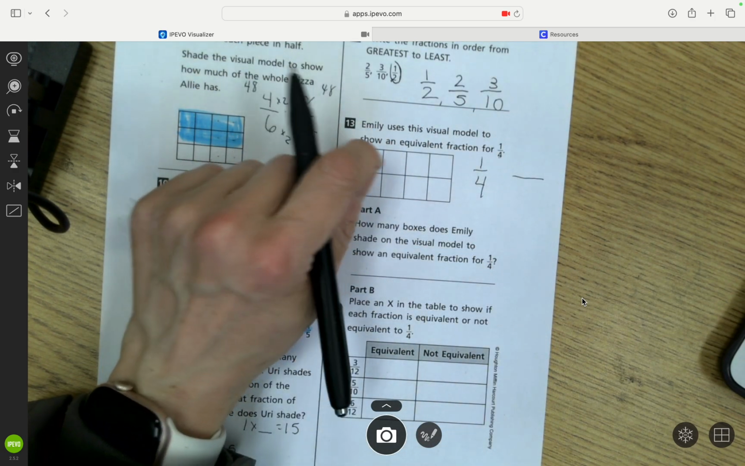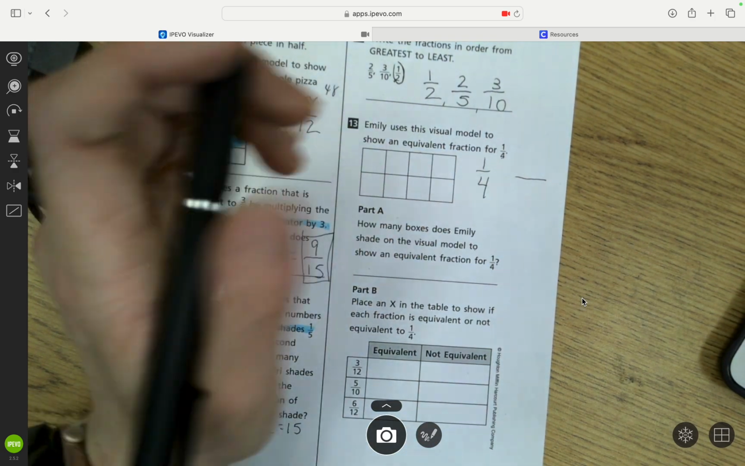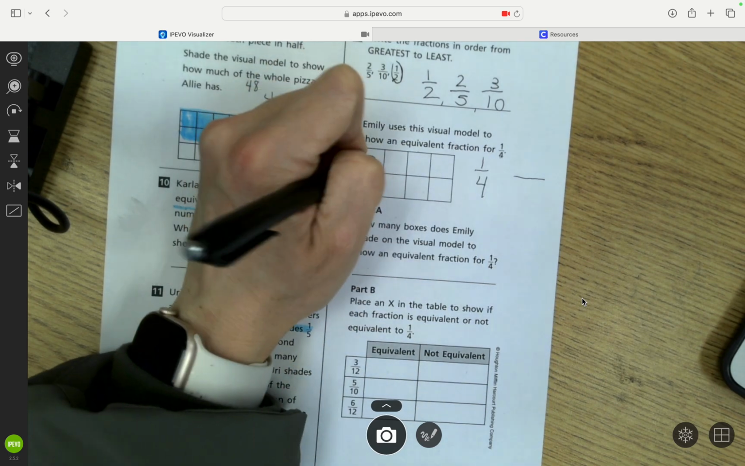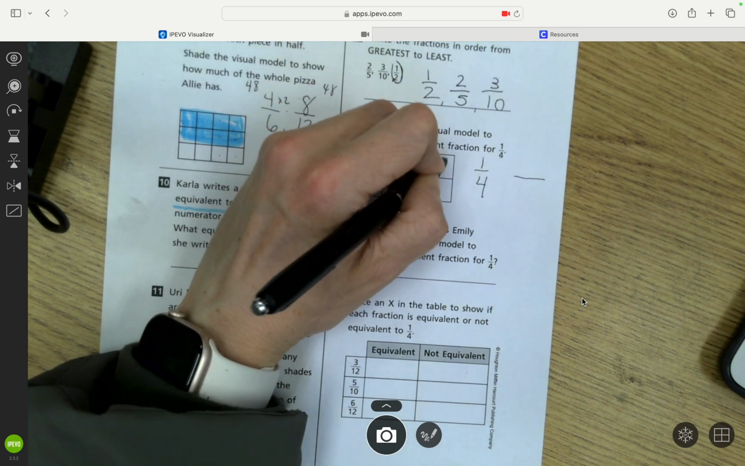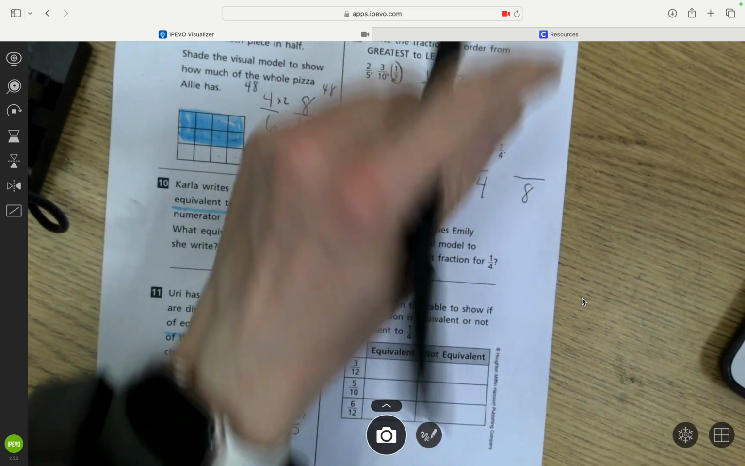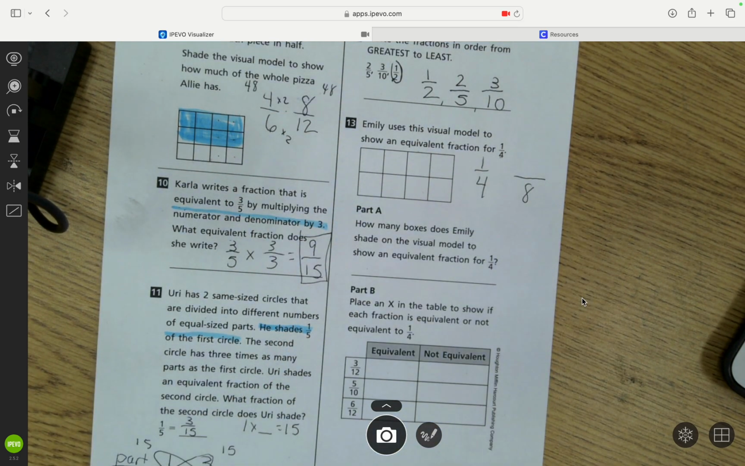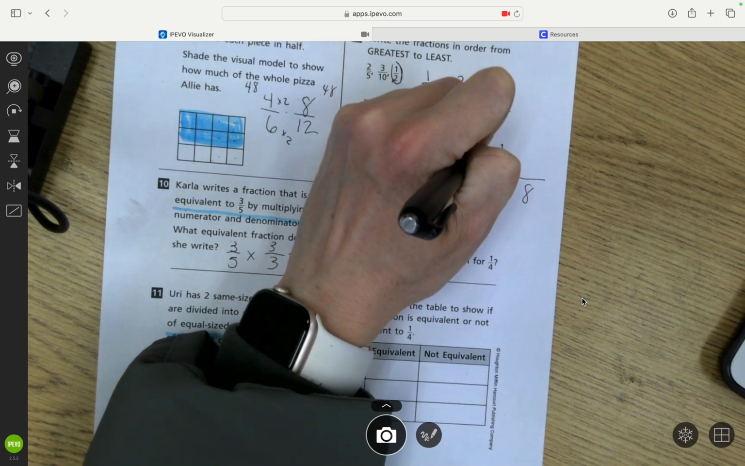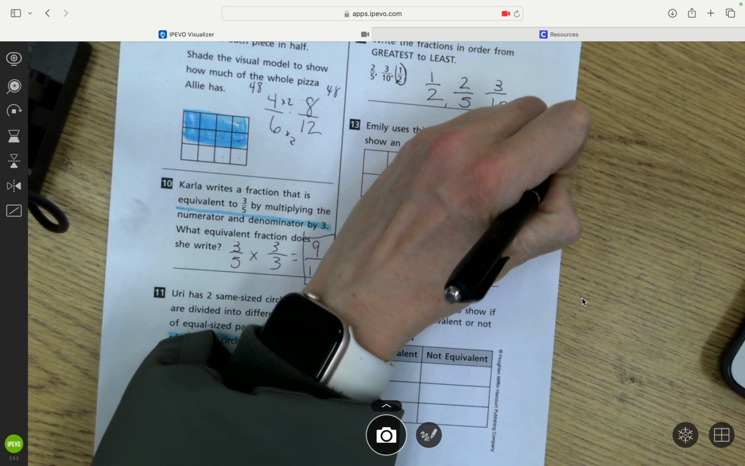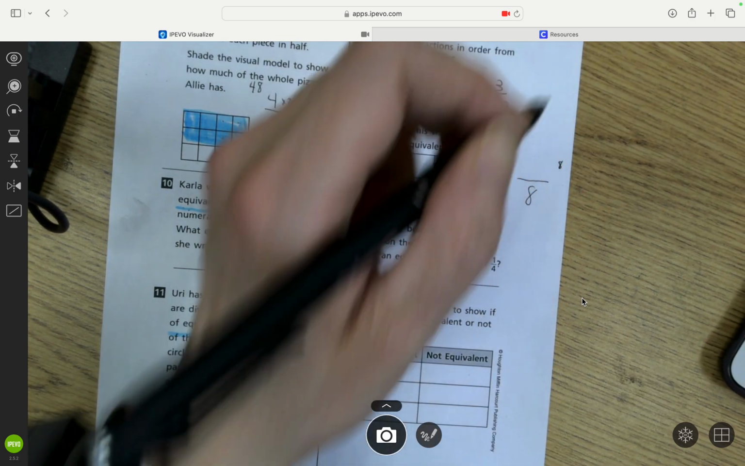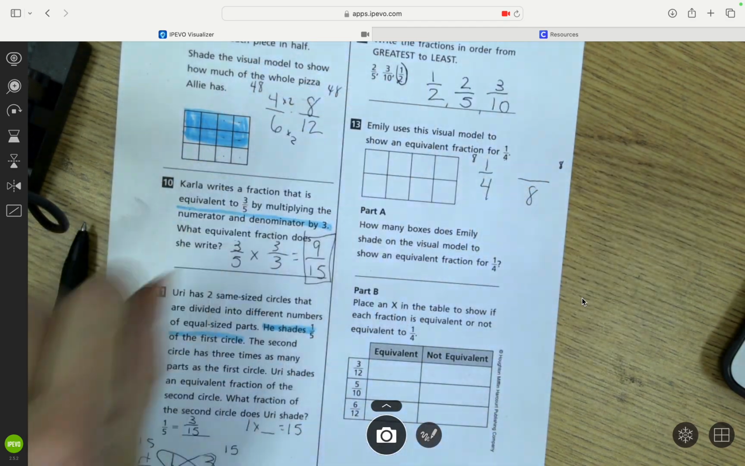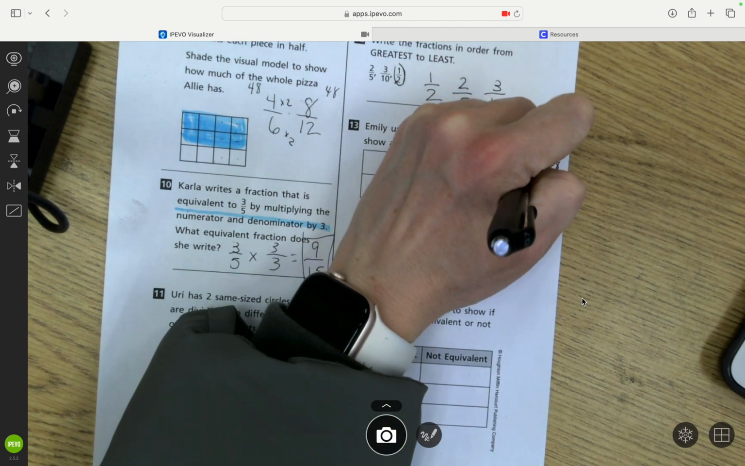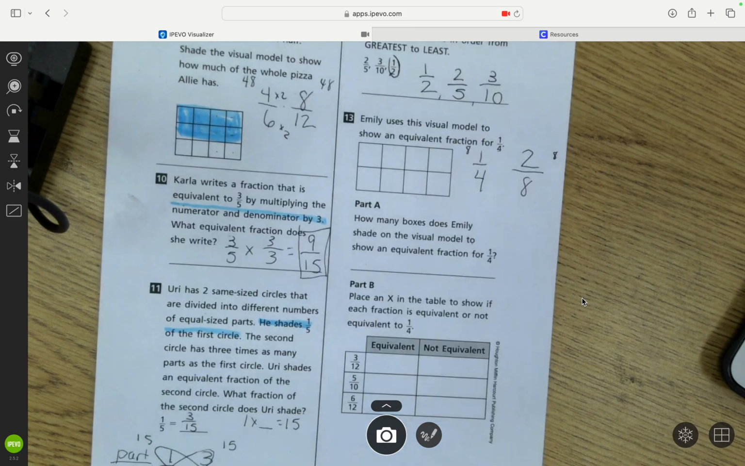So I see how many parts, right? For my whole. 1, 2, 3, 4, 5, 6, 7, 8. What I'm missing is my numerator. So I can cross multiply. 8 times 1 is 8. I want an 8 over here too. 4 times what is 8? Let's skip count. 4, 8. 2. 4 times 2 is 8. That makes them equivalent.